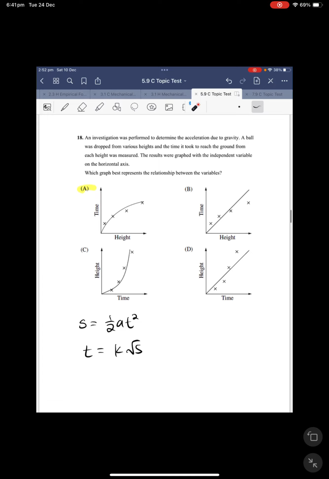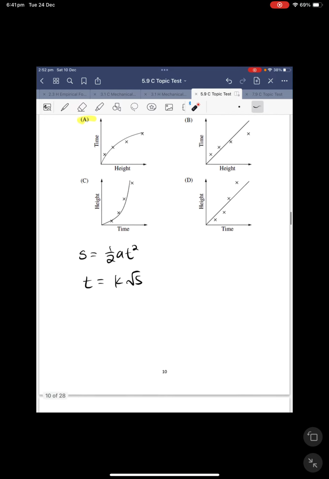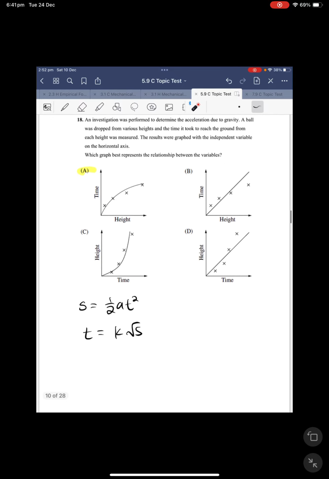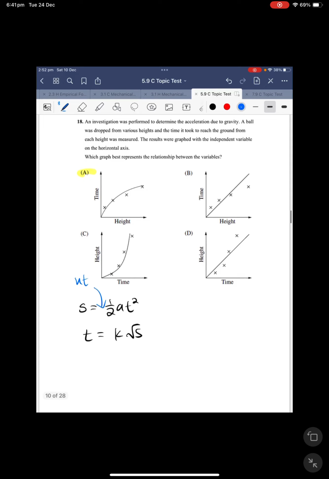Okay, question 18 is a graphical representation question, and we want to essentially find the relationship between the time that it takes for a projectile to fall to the ground and the height from which it was dropped. Now, according to the SUVAT equations, we have that s equals half at squared, and I've omitted the ut term because it's dropped from rest. The ball was dropped from rest, right? We're going to assume that, and so ut is going to be equal to 0.